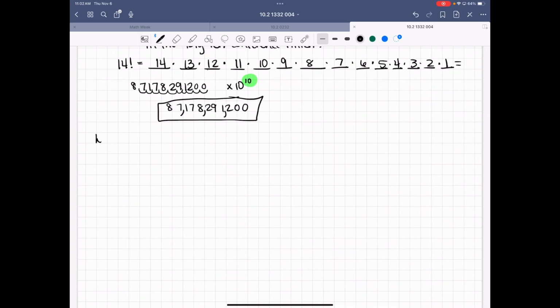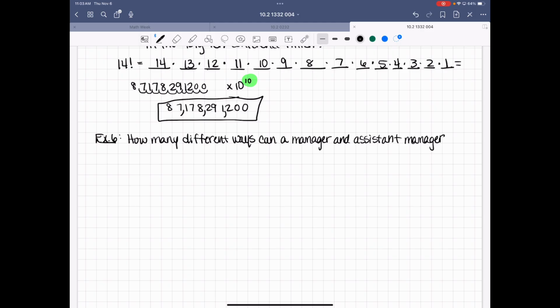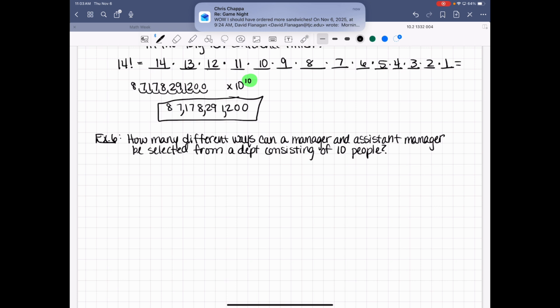Example 6. How many different ways can a manager and assistant manager be selected from a department consisting of 10 people?